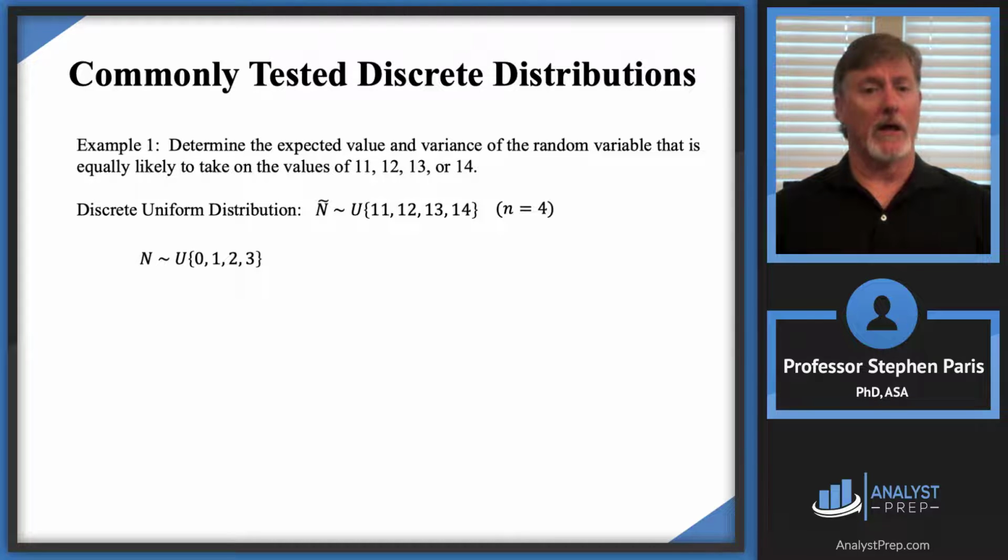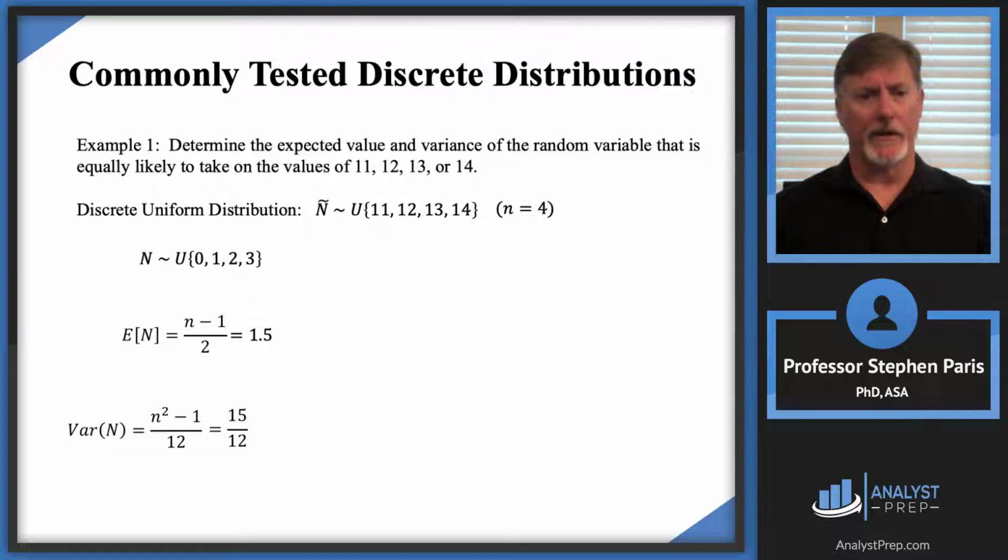And I know I'm seeking the expected value and the variance. So for this N, the expected value formula is (n minus 1) over 2, where n is just how many points you have. So that's (4 minus 1), or 3 over 2, which is 1.5. And then the variance is (n squared minus 1) over 12, so that would be 4 squared, or 16, minus 1, 15 over 12, or 1.25.